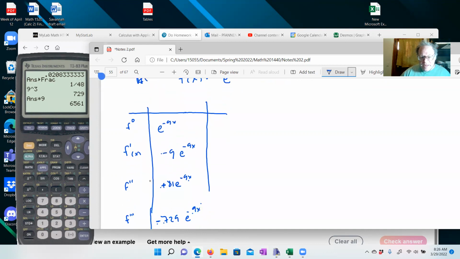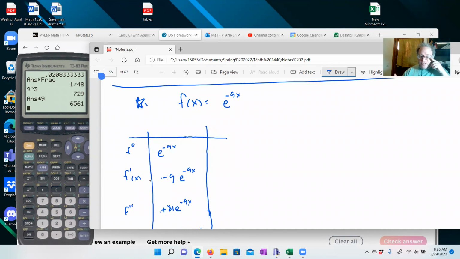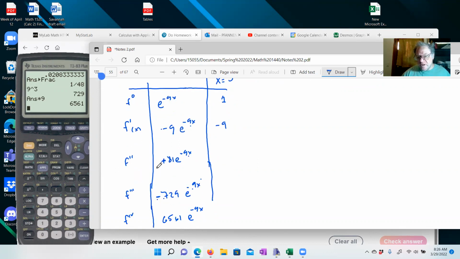Okay, and there we go. We are interested at 0, so we're interested at x equals 0. Let's plug in 0 for x. So this is going to be 1, because e to the 0 is 1. This is just going to be negative 9. This is going to be 81. This is going to be negative 729. This is going to be 6561.